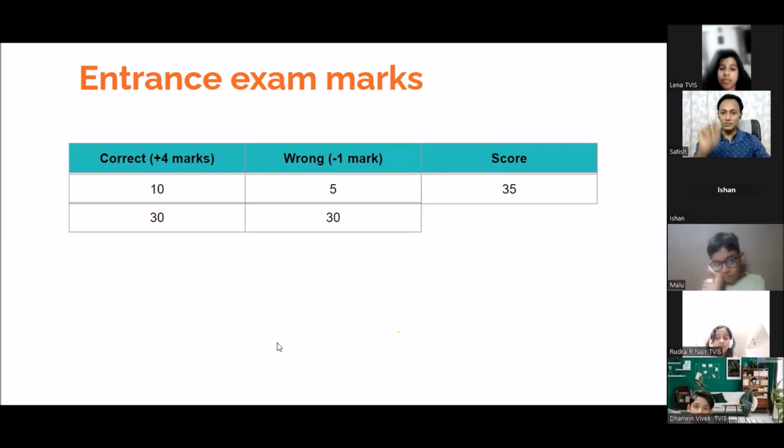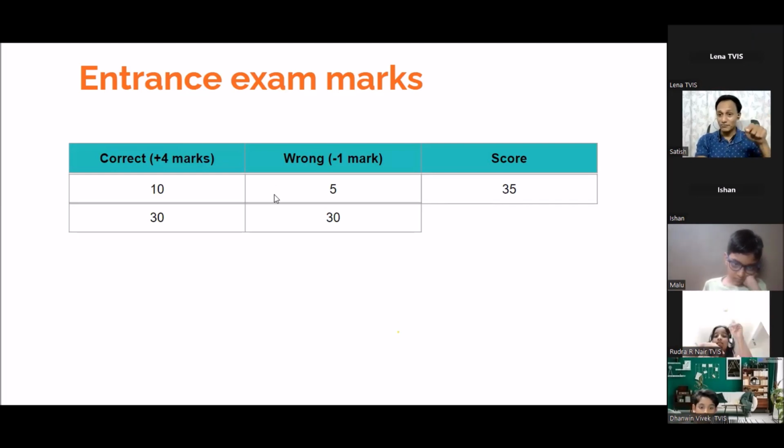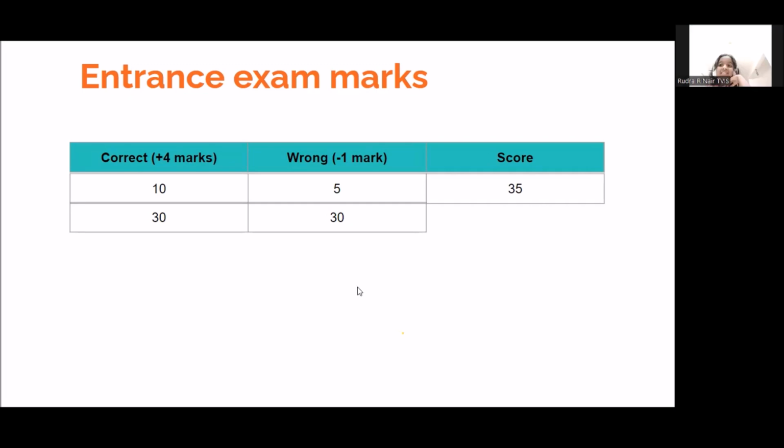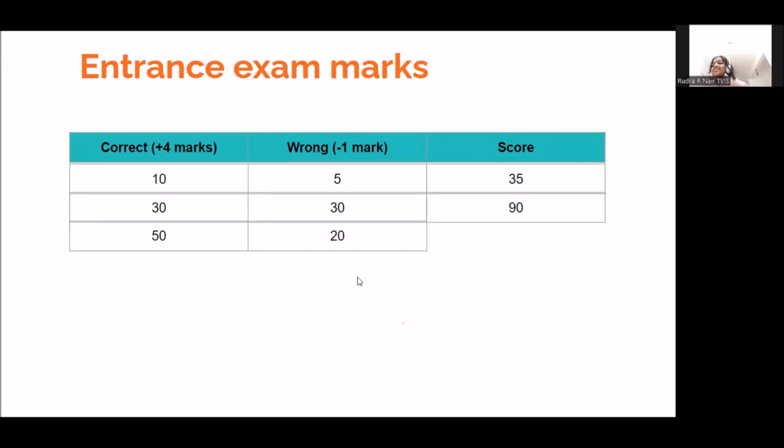Okay. So we have done 2 examples. 10 right answers is 10 into 4, 40. 5 wrong answers, 5 into 1, 5. From this 40, you reduce 5 because this is negative marking. Here 30 right answers, 30 into 4, 120, and 30 wrong answers, 30 into 1, 30. So from 120, you reduce 30. So you get 90.